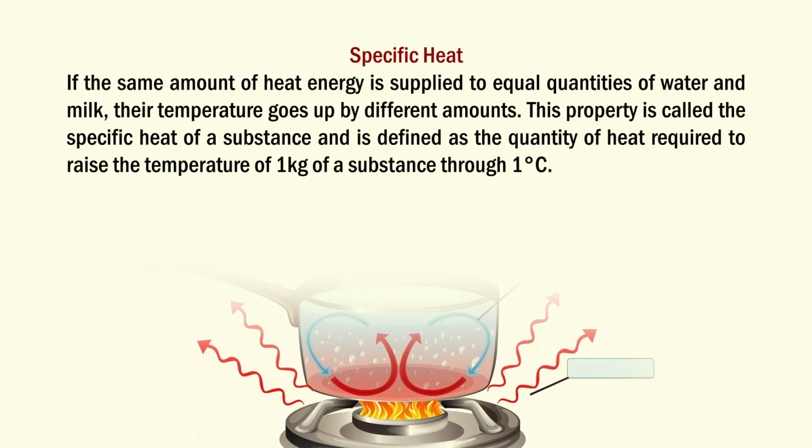Coming to specific heat. If the same amount of heat energy is supplied to equal quantities of water and milk, their temperature goes up by different amounts. This property is called the specific heat of a substance and is defined as the quantity of heat required to raise the temperature of 1 kg of a substance through 1 degree centigrade.